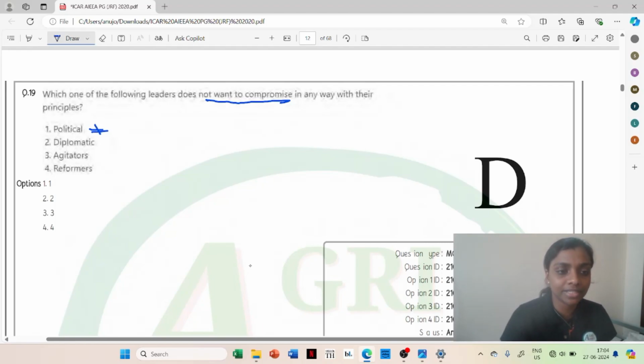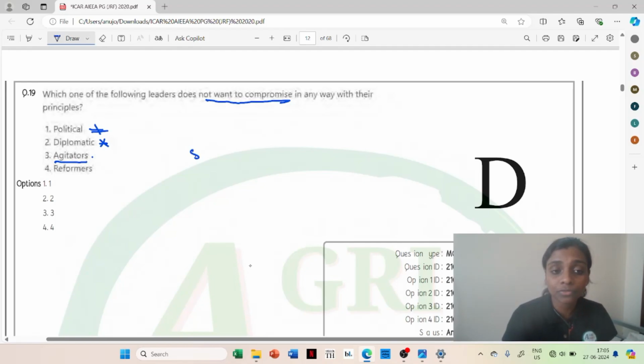Second one is diplomatic. Diplomatic in the sense that they will try to avoid whatever conflict may arise. So definitely in their way, compromise is the main key. So they are also not the answer to the question. Third one is agitator. So this is a new term, agitator.